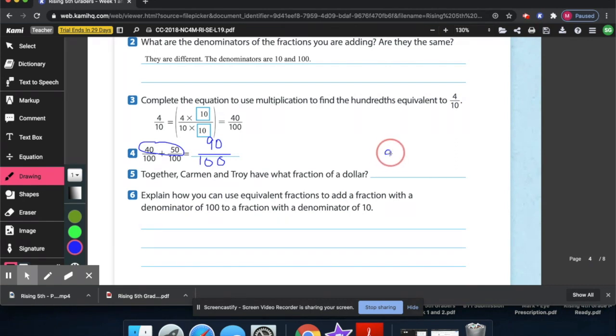We have 90 hundredths, and we put or, 9 tenths.